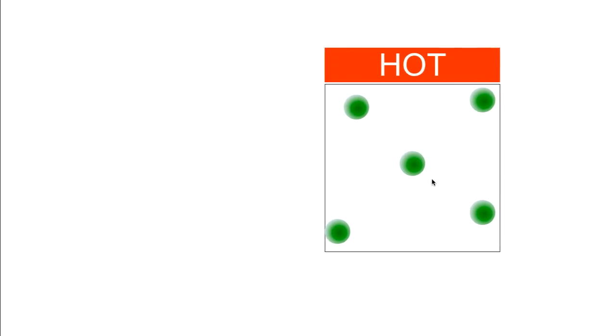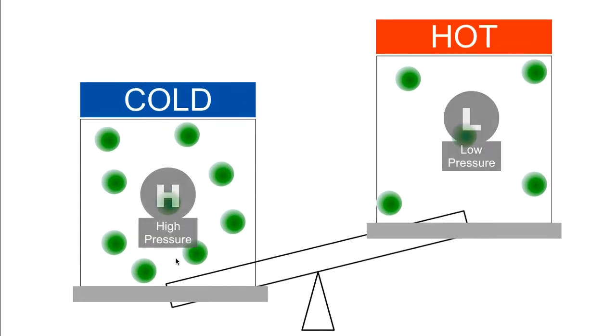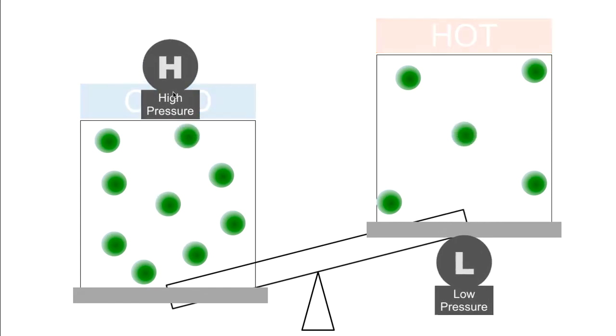So if we compare the cold versus the hot, you can see that there are more molecules within a certain amount of space in the cold air than there are in the hot air. So if you actually put them on a scale and look to see which one was pushing down harder, the cold air has more weight, more molecules crashing into the bottom, pushing down on it. So then we can go ahead and label these high pressure and low pressure.